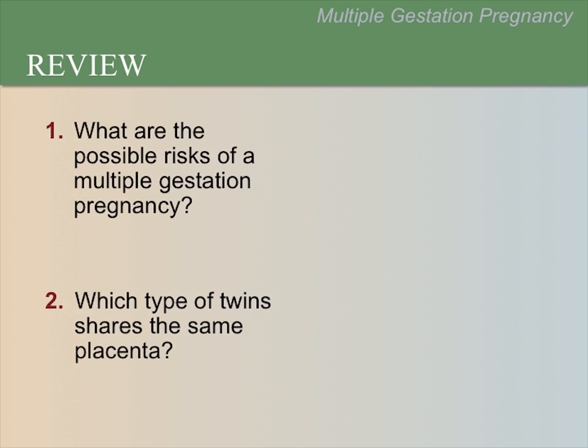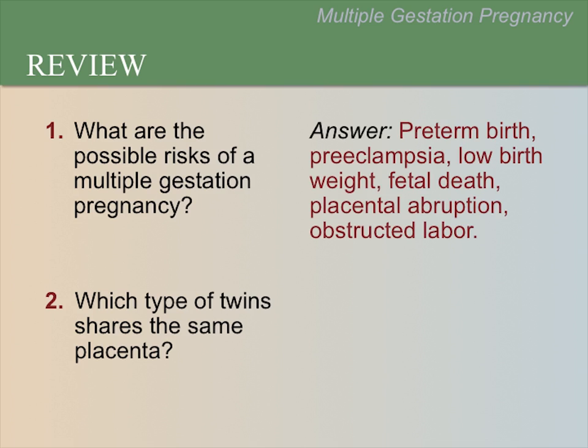Review questions. What are the possible risks of a multiple gestation pregnancy? The answer is preterm birth, preeclampsia, low birth weight, fetal death, placental abruption, gestational diabetes, and obstructed labor. Which type of twins shares the same placenta? The answer is monozygotic twins that split 3 days after fertilization.